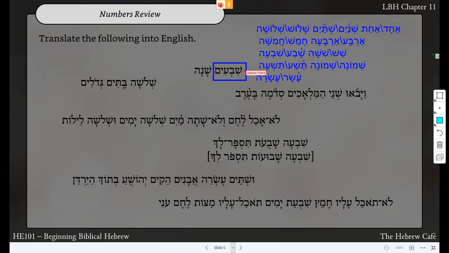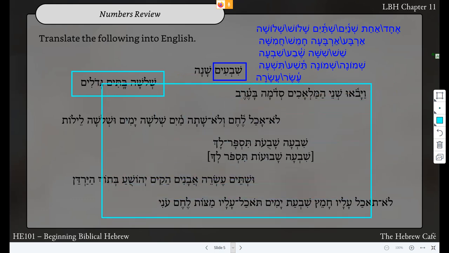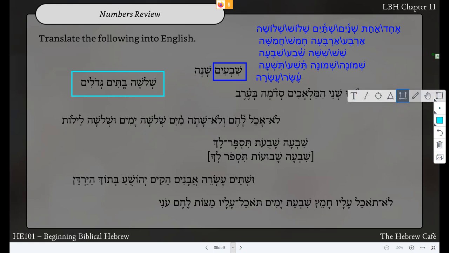I know numbers are a pain, but we just really got to push through them because we've got much more exciting things to do. This is a review of the vocabulary from 2 weeks ago, the numbers, and from this week. Who could read this one for us? All of these verses have numbers. These two are not verses, but from this one down, these are actual verses from the Bible. Shlosha batim gadolim, meaning? Three big houses. Great. Fantastic.